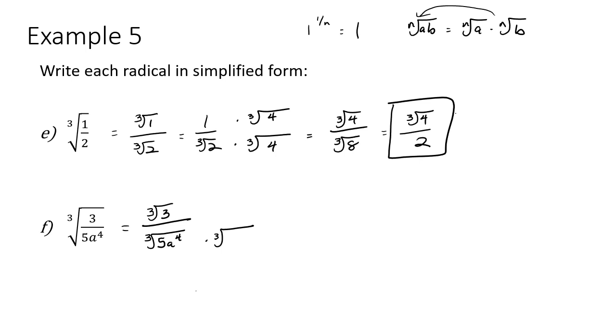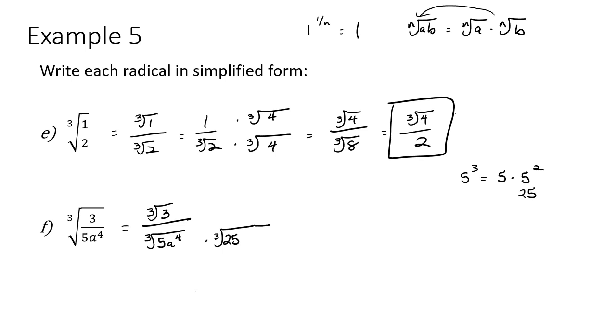Well, the 5 works out very similar to what we did in part E. So the smallest perfect cube we can make with 5 is 5 cubed. So I need to multiply it by another 5 squared, or in other words, 25.